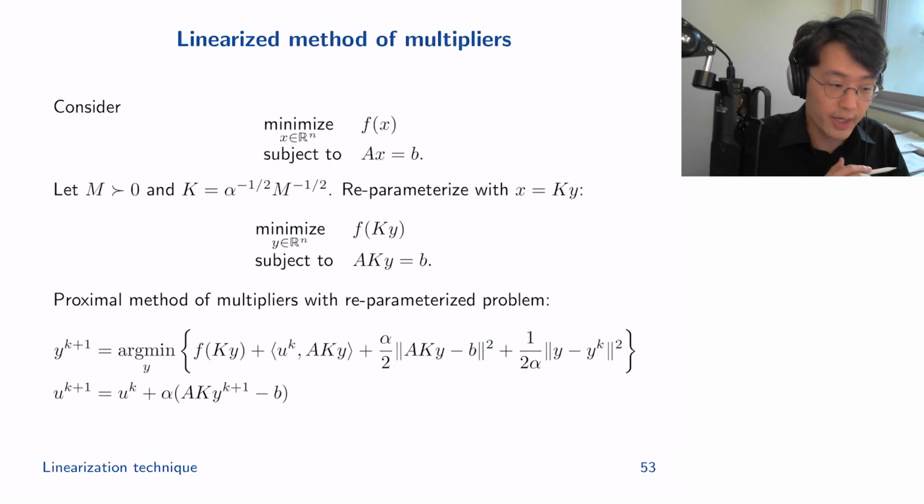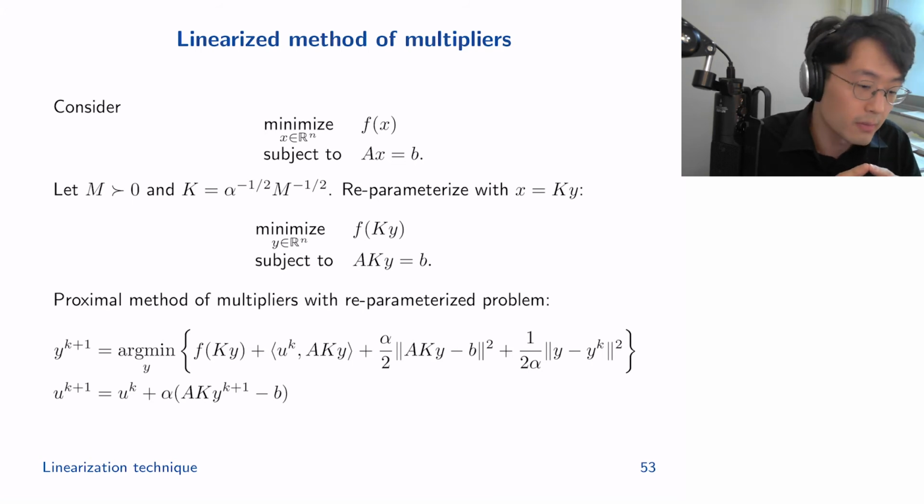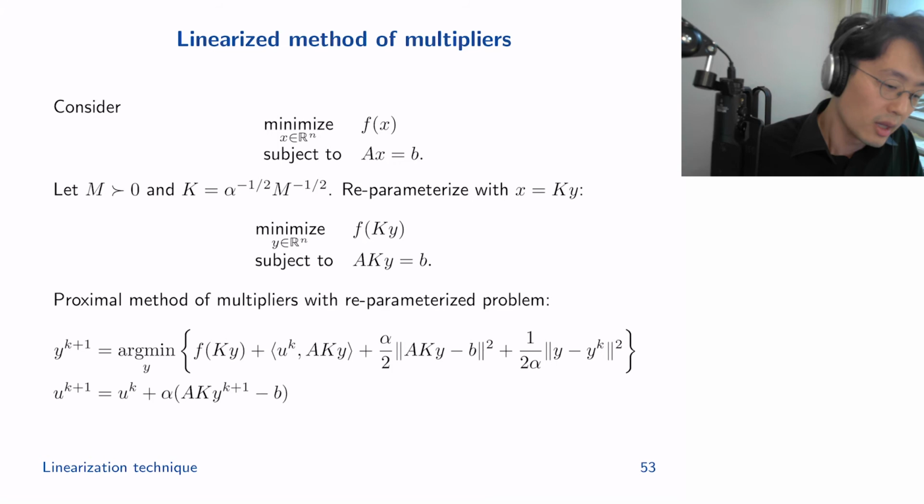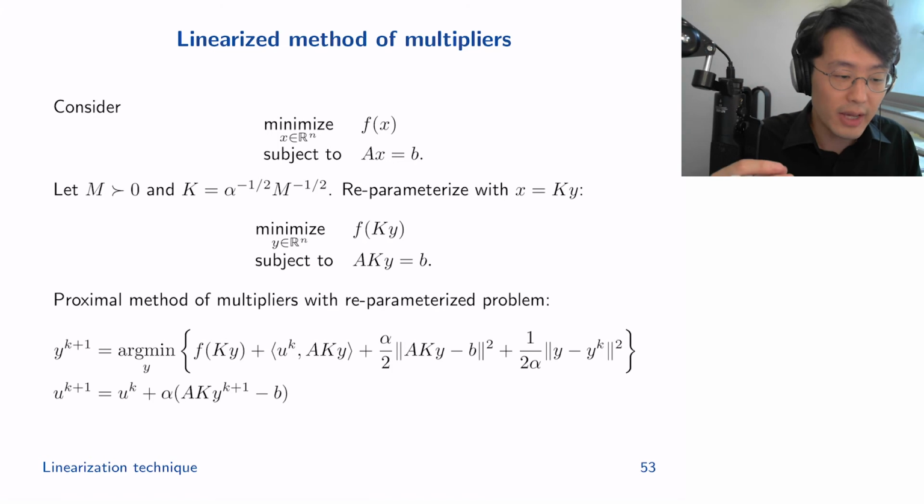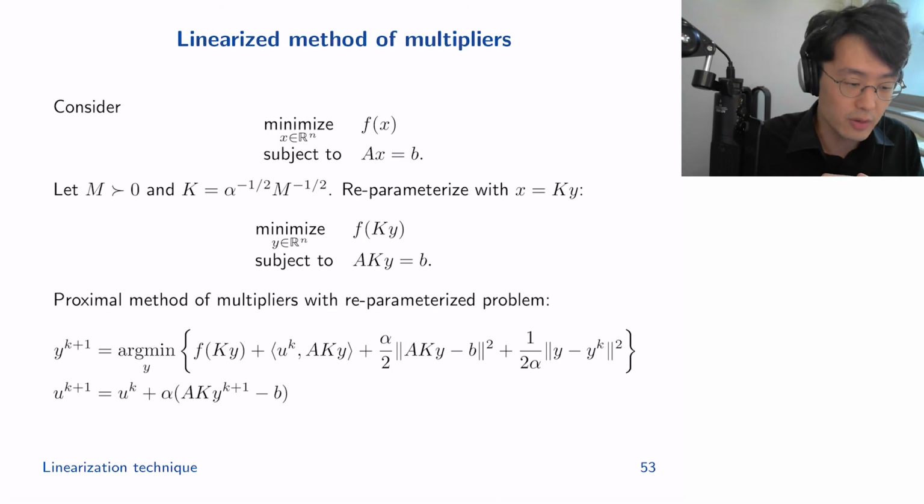Let's see a more concrete instance of this. We'll use the linearization technique to derive the linearized method of multipliers. So we start with this optimization problem, where we minimize f of x subject to the linear equality constraint Ax equals b. Now we can apply the method of multipliers to solve this problem, but before we do that, we will first perform a change of variables.